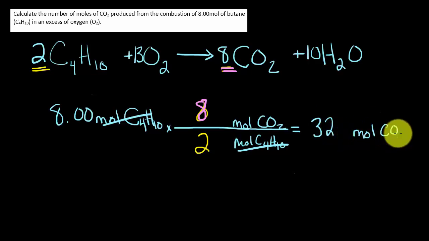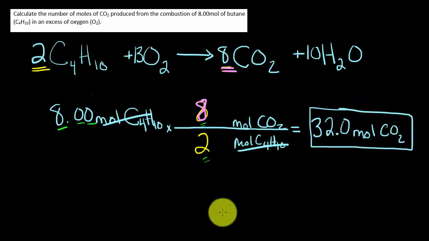And the last thing we'll do here is make sure we have the correct number of significant figures. These are counted numbers here, the 8 and the 2. They're exact numbers, so they have an infinite number of significant figures. They don't really count for our final count here. This number here, 8.00, has 3 significant figures. So for our answer to have 3 significant figures, we're going to have to add a 0 after the decimal here. So 32.0 moles of CO2, which will give us 3 significant figures.